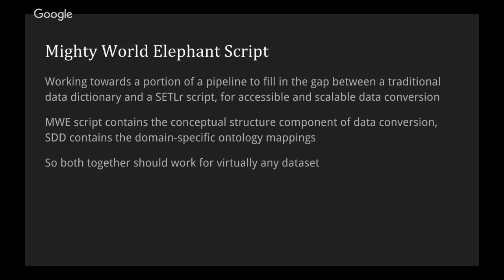I want this to be part of a pipeline for data ingestion, between the traditional data dictionary and SETLr, to make a more scalable, less painful translation from legacy tabular data into linked data for whatever semantic web applications you want to use. So as I was saying before, the Mighty Elephant script contains the conceptual structure. The semantic data dictionary contains the domain-specific aspects, and hopefully both together should work for any data set.